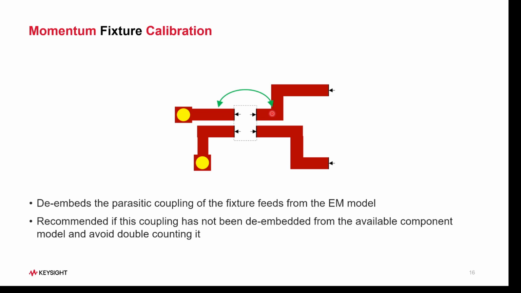So to deal with these cases, we introduce this fixture calibration, which effectively allows us to count this effect just once, as the effect that's already built into the model. So we'll be able to eliminate this coupling from the EM model, which in a normal situation you don't want to do. But if your model already has that coupling built in, then again it will be double counting it.